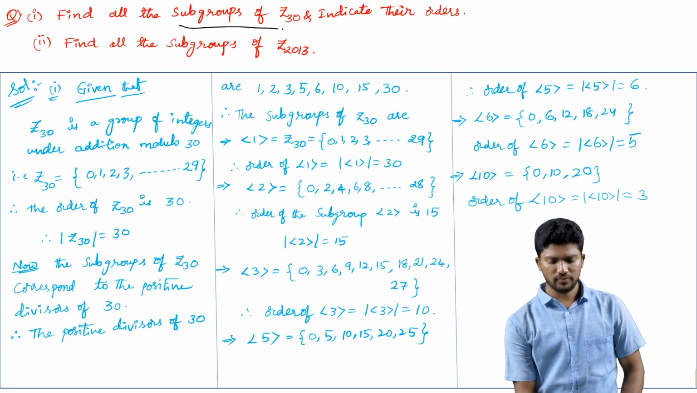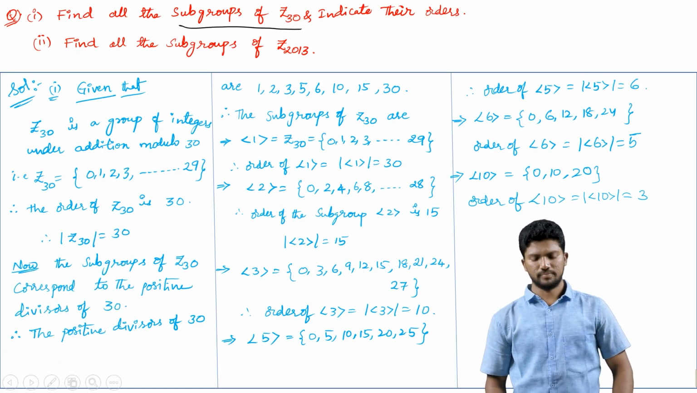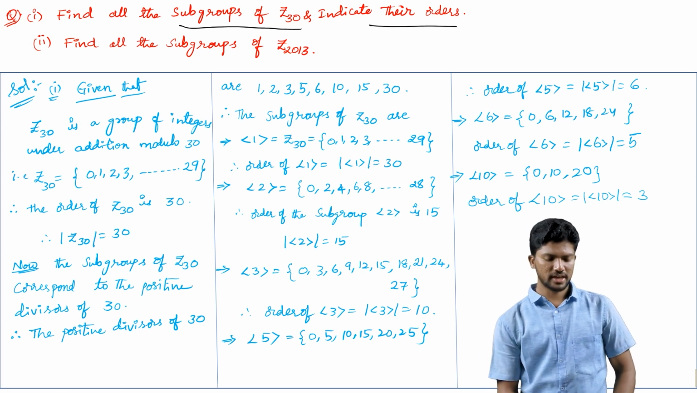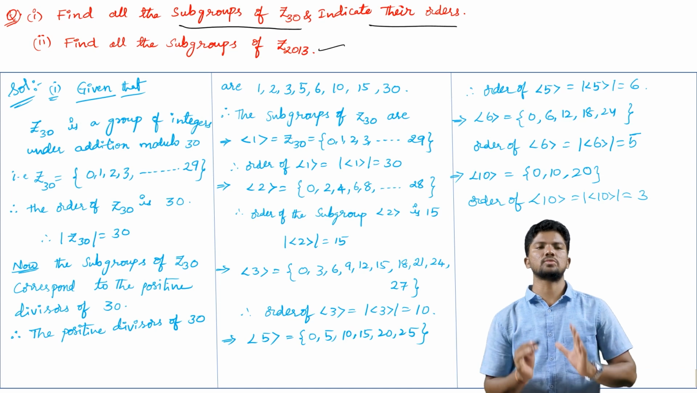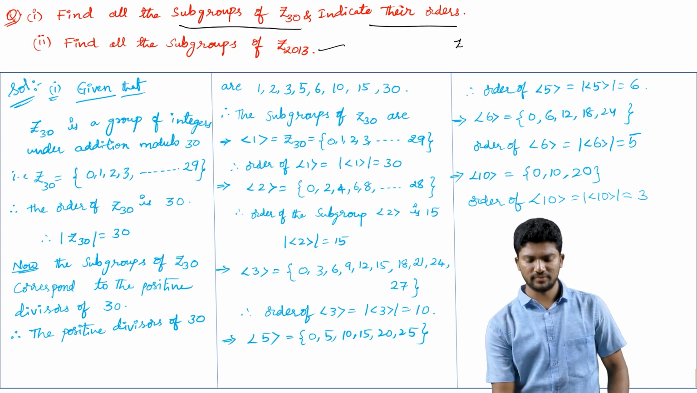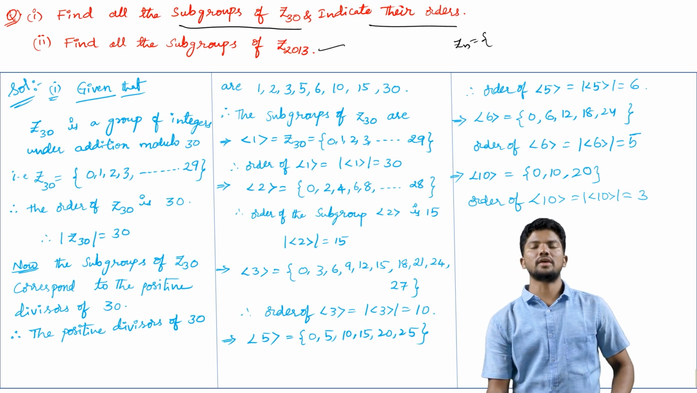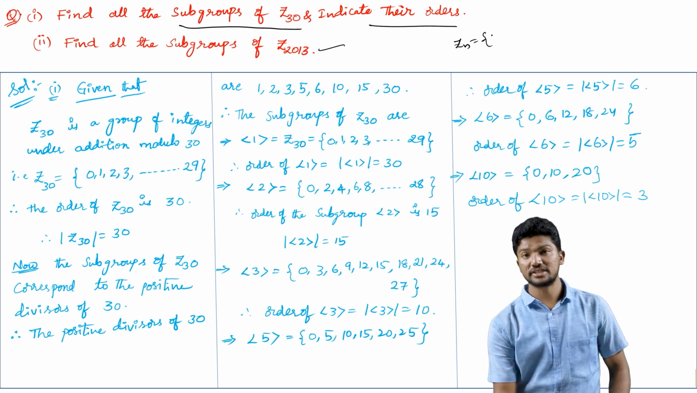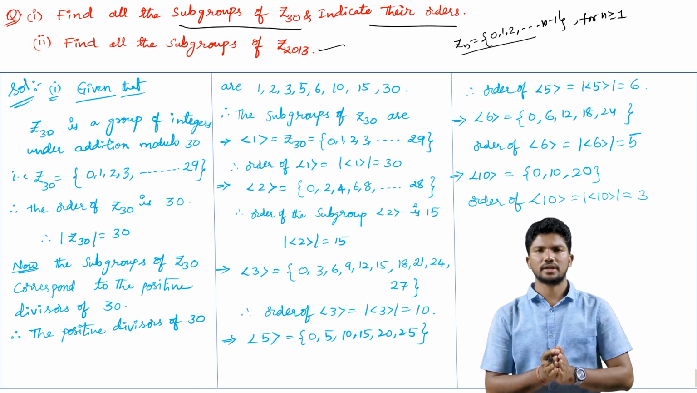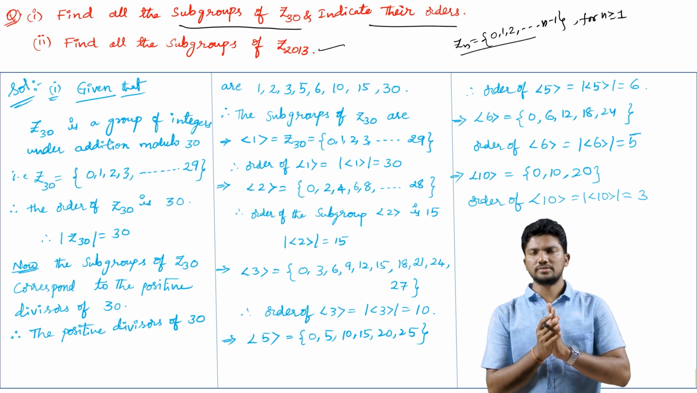Find all the subgroups of the group Z suffix 30 and indicate their orders. This is the first question, and the next one is: find all the subgroups of Z suffix 2013. You know very well the group Z suffix n is the group of integers under addition modulo n: 0, 1, 2 and so on up to n minus 1, for n greater than or equal to 1. This is the group of integers under addition modulo n.